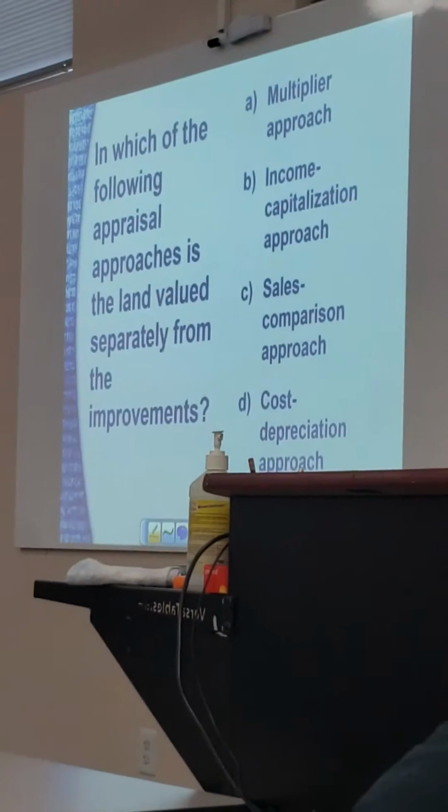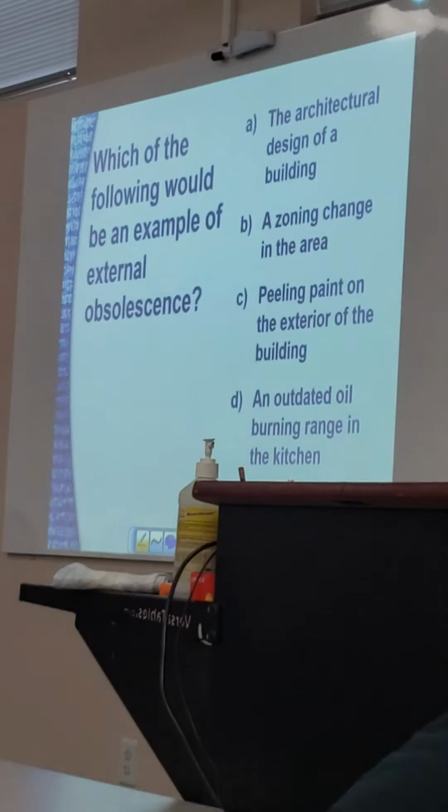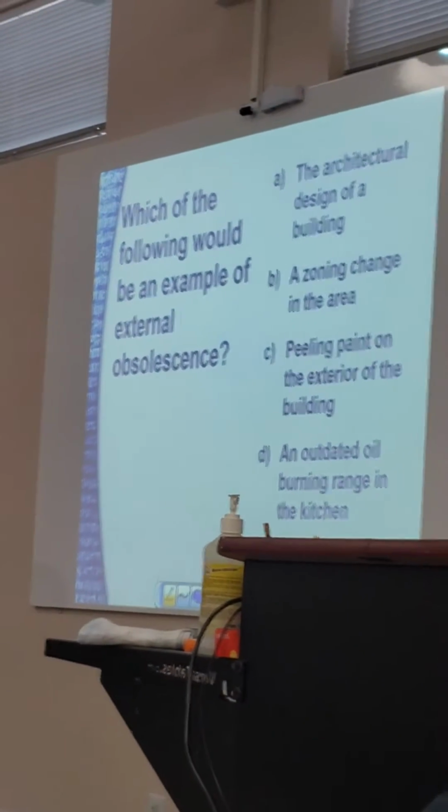Which of the following appraisal approaches is the land valued separately from the improvements? Exactly what you're doing right now. What are we doing right now? The cost depreciation approach. The land is valued separately from the improvements. The land does not depreciate. So the following would be an example of external obsolescence. Outside the boundary lines of the property. The rest are either physical or functional.